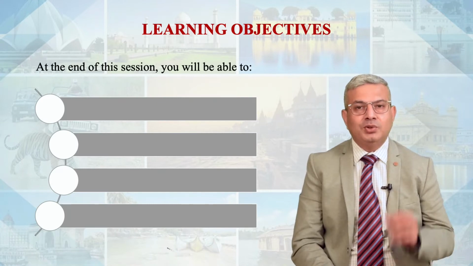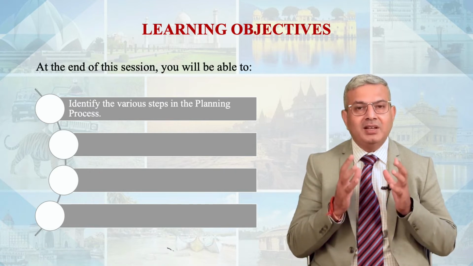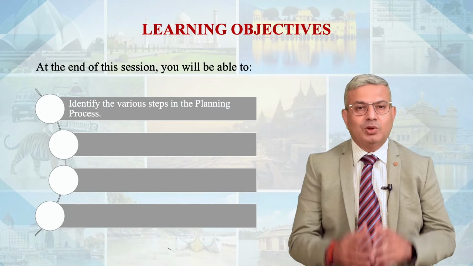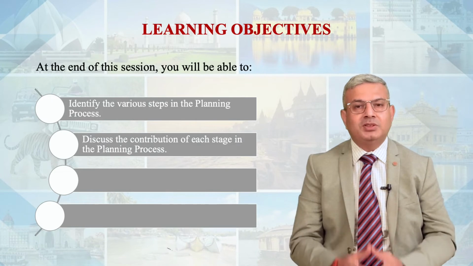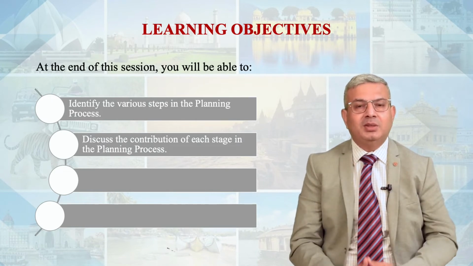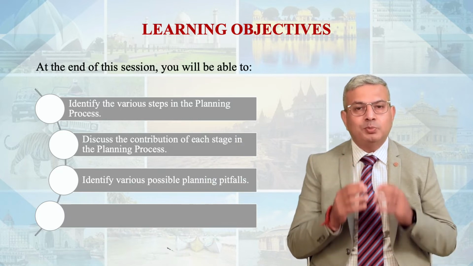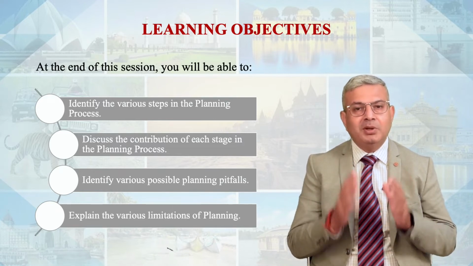The learning objective of this session is that by the end of this session you will be able to identify the various steps that are involved in the planning process. You will also be in a position to discuss the contribution of each stage in the planning process. We will also identify various possible planning pitfalls, and towards the end we will explain the various limitations of planning.